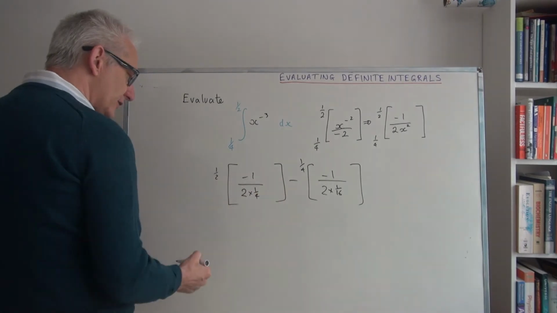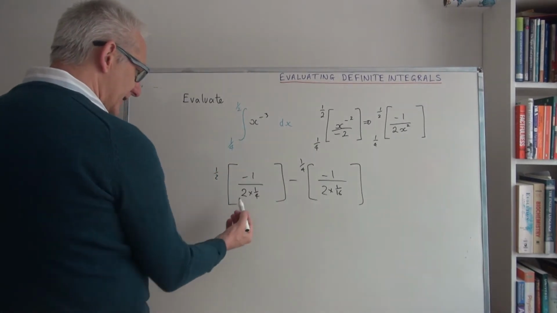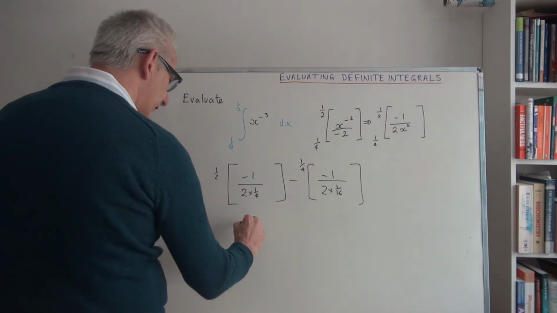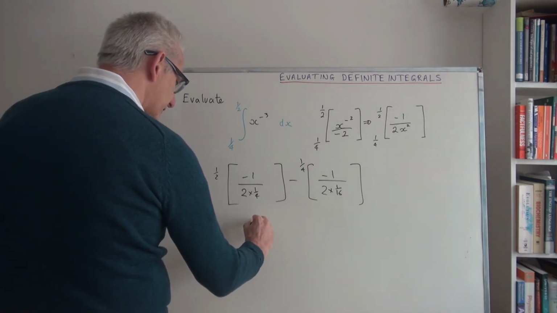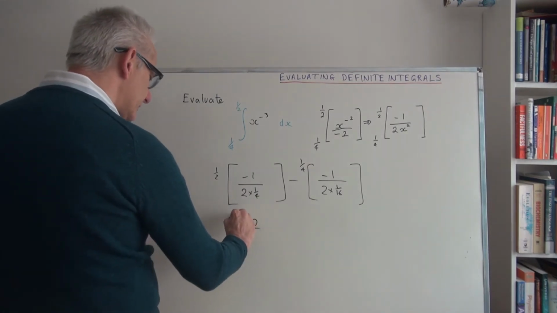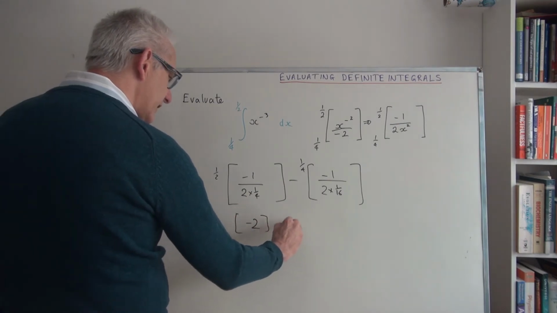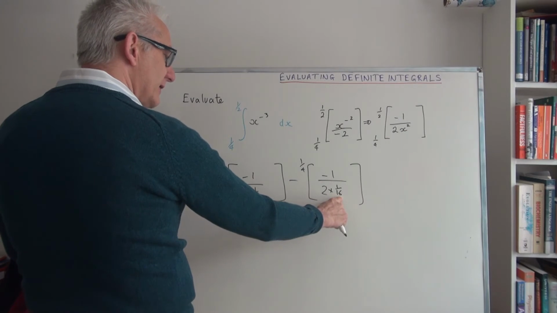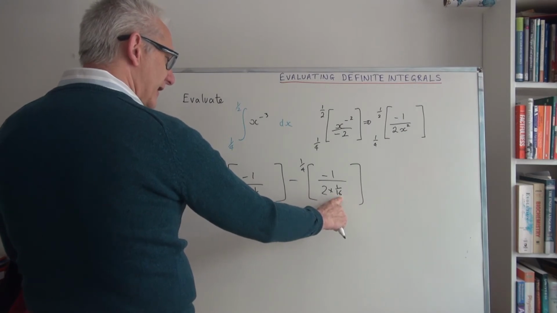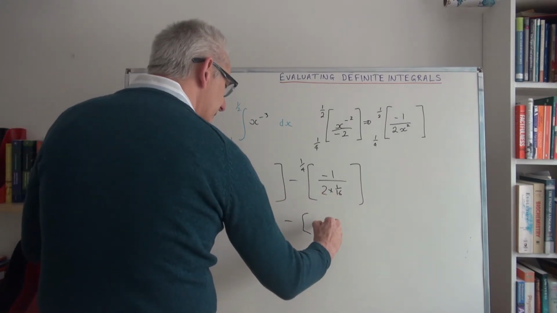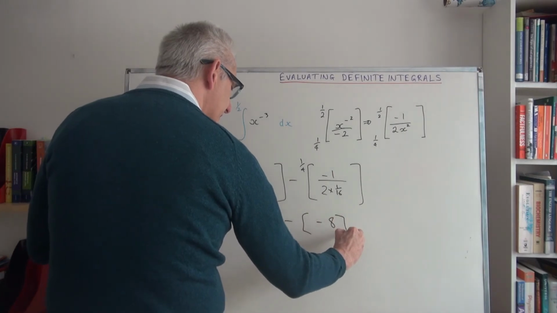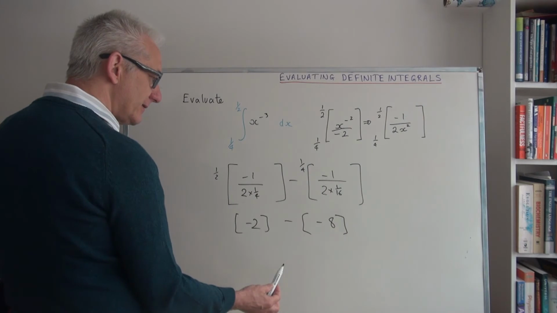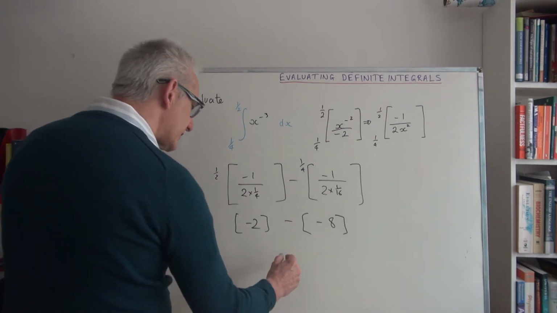And we just process that one till we get to the end. 2 times a quarter is a half, so that's minus 1 divided by a half, which is going to give us minus 2. Minus 2 times a 16th is an 8th, so you're dividing by an 8th, so that's going to give us minus 8. Minus 2 minus minus 8 is going to give us plus 6.